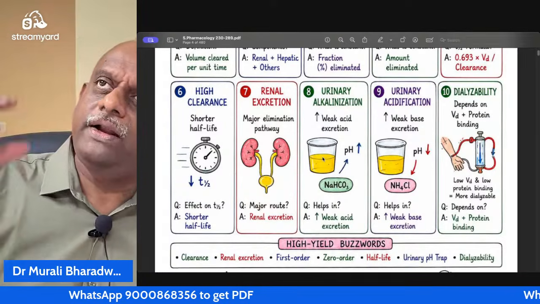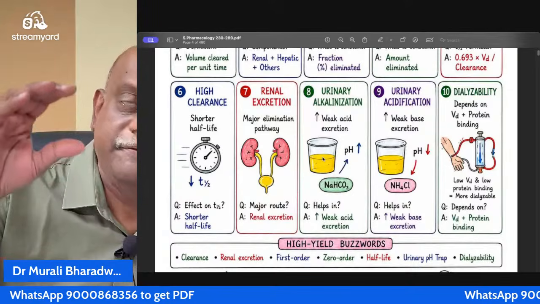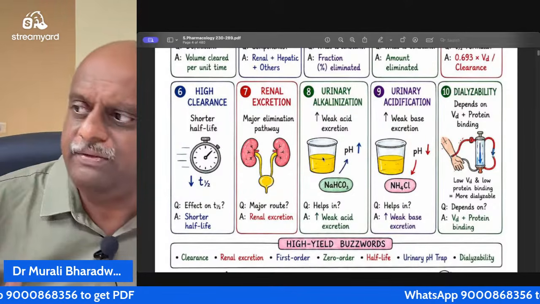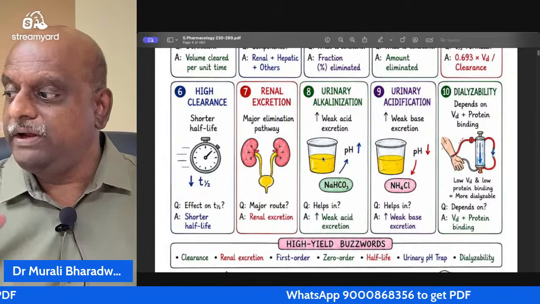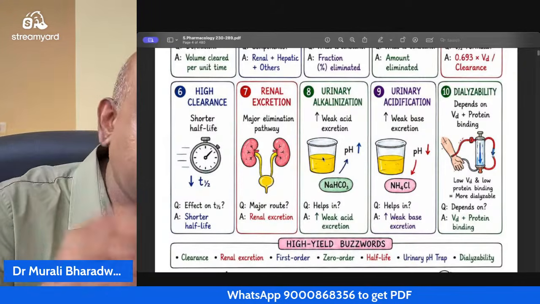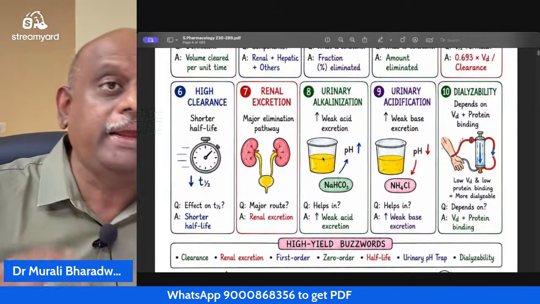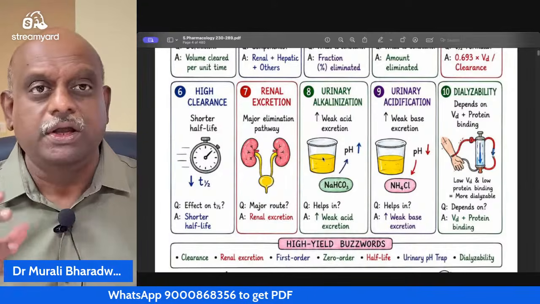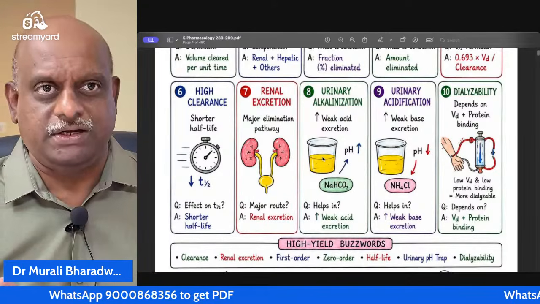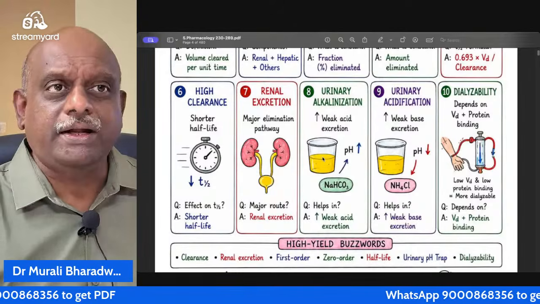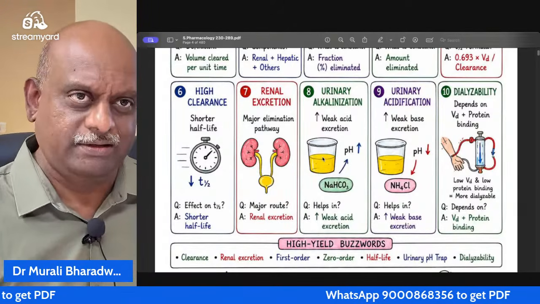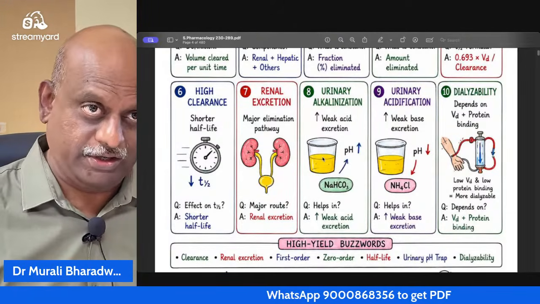Whenever a drug is a weak acid, we use alkalinization. Whenever a drug is a weak base, to increase its elimination, we use urinary acidification, is what we need to basically remember. Certain drugs are dialyzable, certain are not.